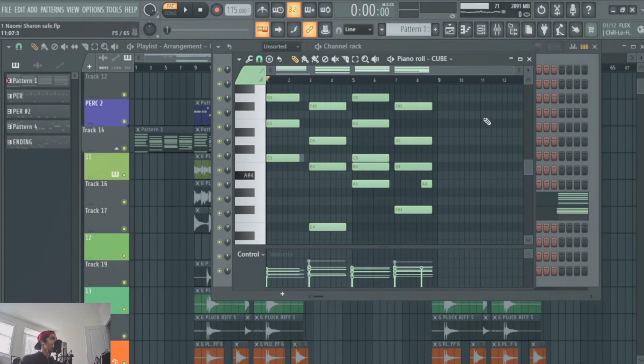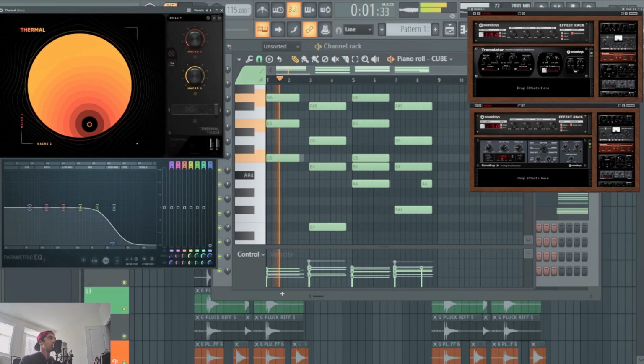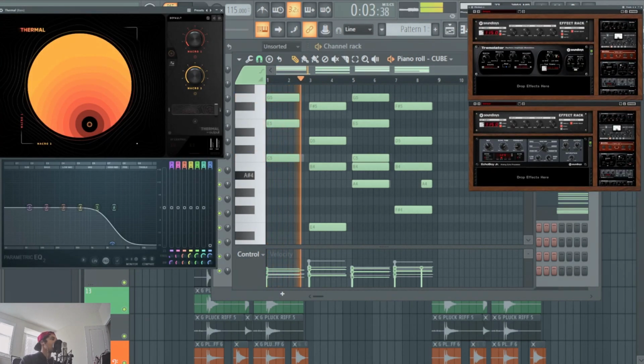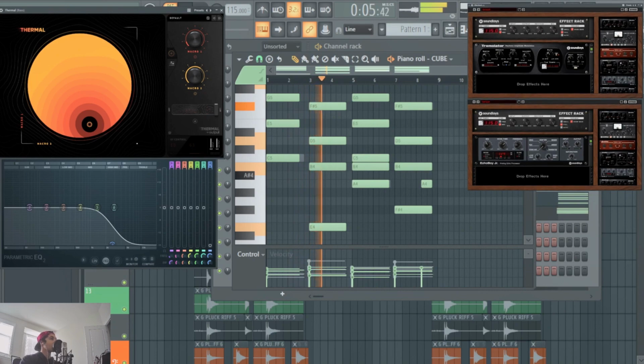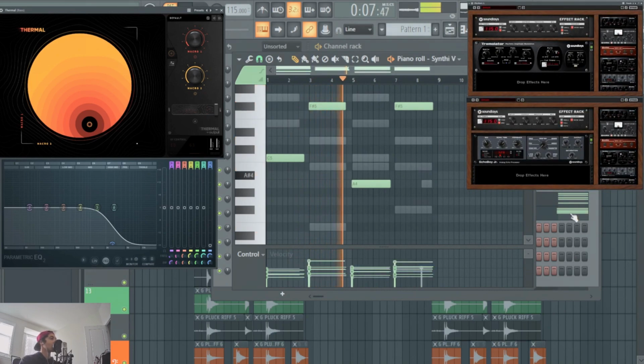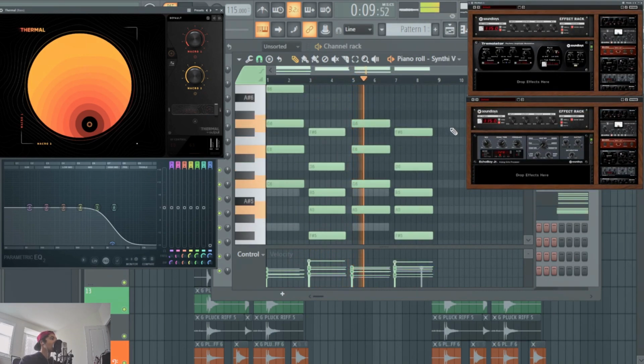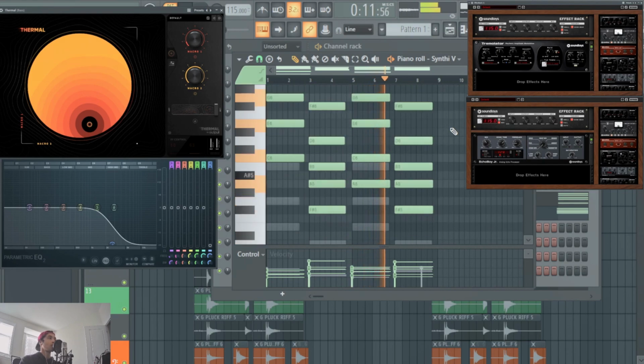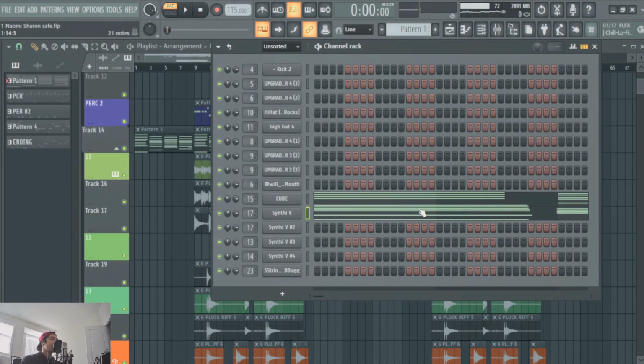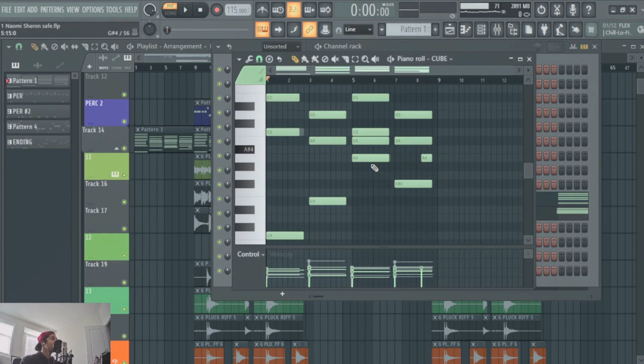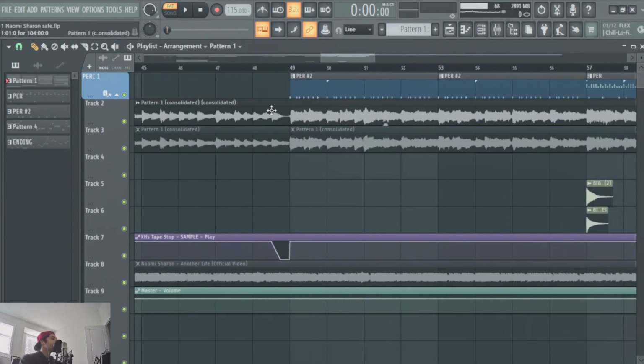The next part are the pads. They're the exact same chords. The only difference is that I use different inversions. Then I did this little thing right here.